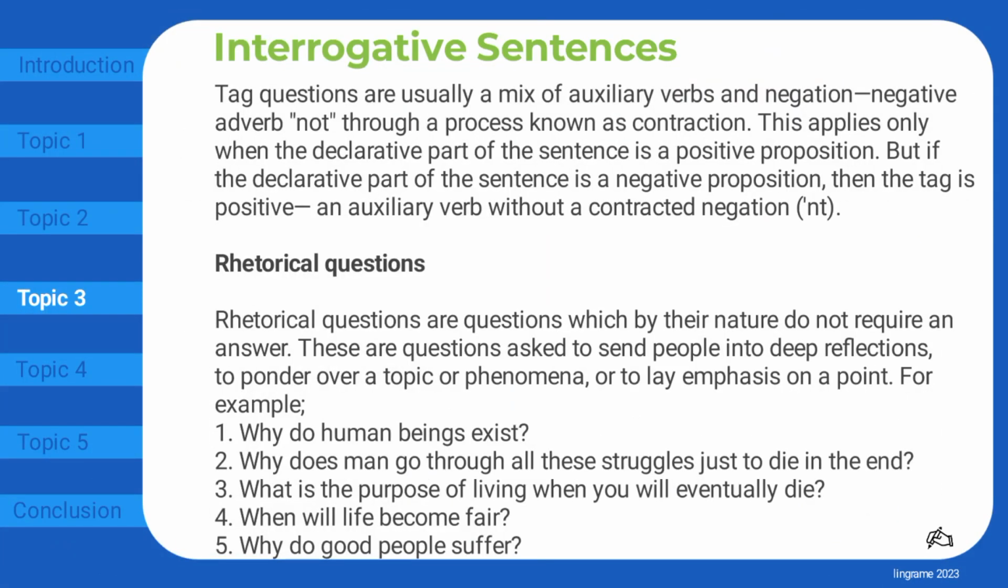Tag questions are usually a mix of auxiliary verbs and negation, the negative adverb not, through a process known as contraction. This applies only when the declarative part of the sentence is a positive proposition. But if the declarative part of the sentence is a negative proposition, then the tag is positive, an auxiliary verb without a contracted negation, n't.